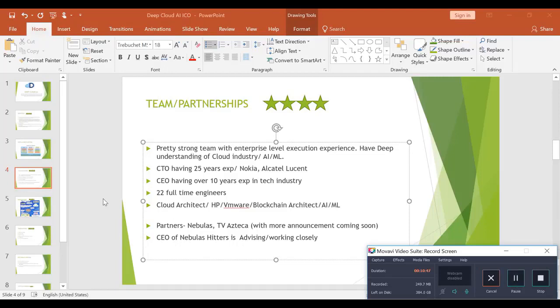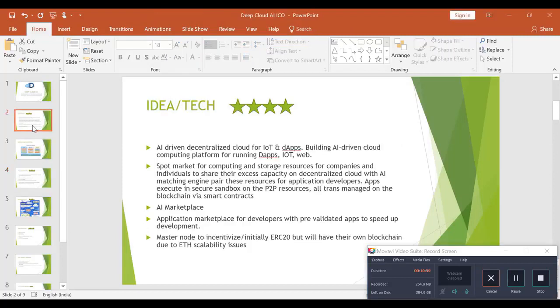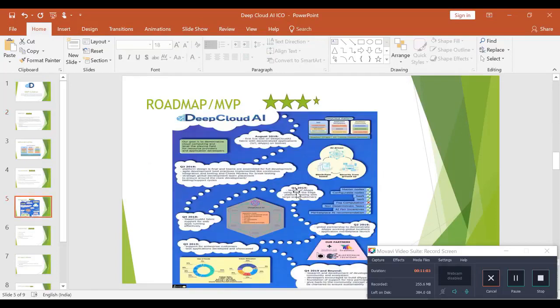Moving on to the roadmap side. In this section, I have given them a 4 rating as they have a pretty strong team and I think they are capable of executing. And in idea and technology, I have given them 4 stars. So moving on to the roadmap, in the roadmap section I've given them 3.5.